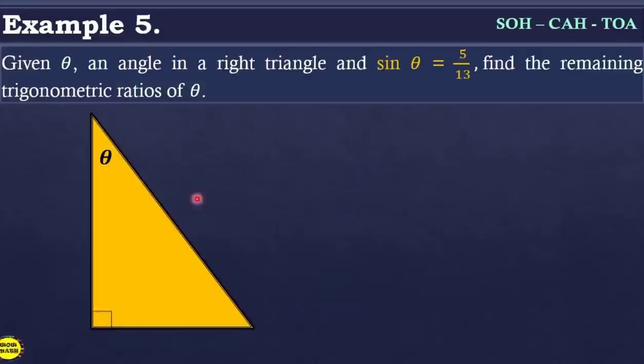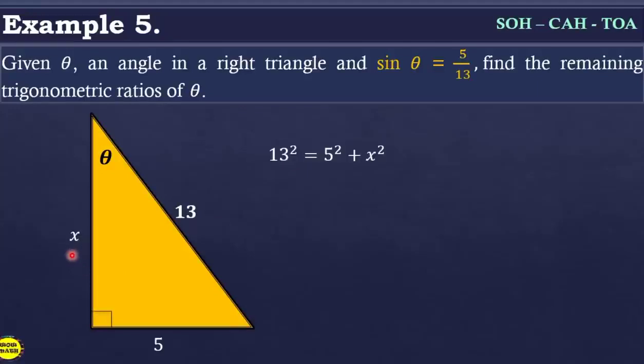Let's have example number 5. Given theta, an angle in a right triangle, and sine theta is equal to 5 over 13, find the remaining trigonometric ratios of theta. Here, we are already given one trigonometric ratio, which is sine theta. We are asked to find the other 5. So how do we find them? Given the measures 5, 13, and the unknown x.